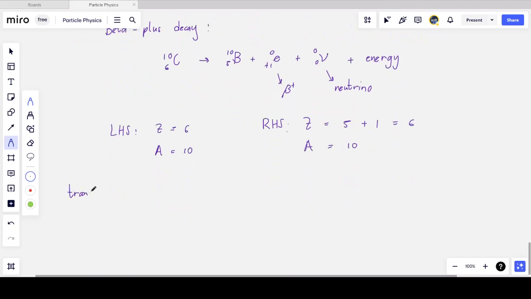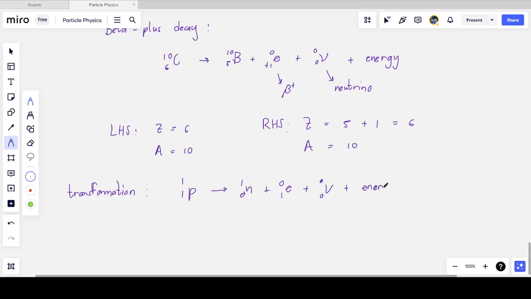Like I said, in this case, the transformation is similar, but in this case, a proton, we write a proton as atomic number 1, nucleon number 1, kind of makes sense. 1 proton, 1 nucleon. The neutron has obviously 0 protons, but 1 neutron, plus a positron, 1, 0, a neutrino, and some energy.